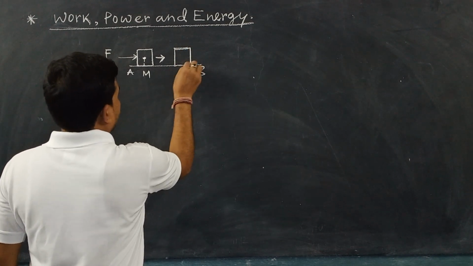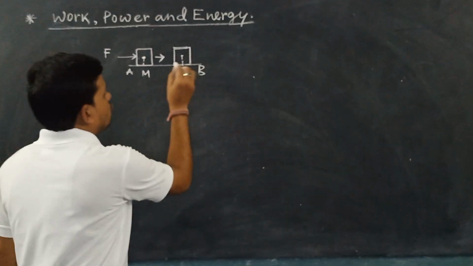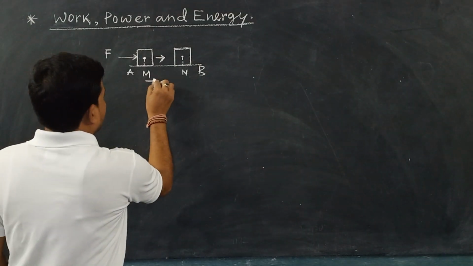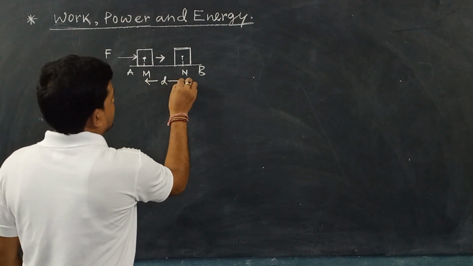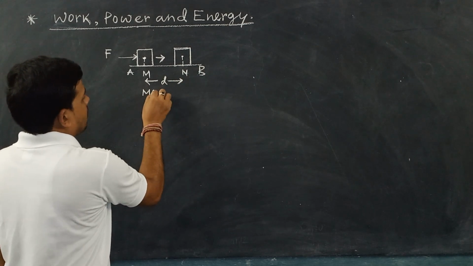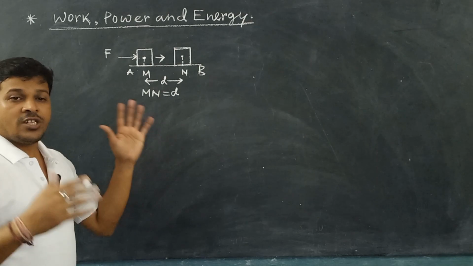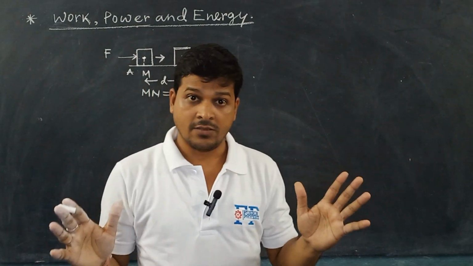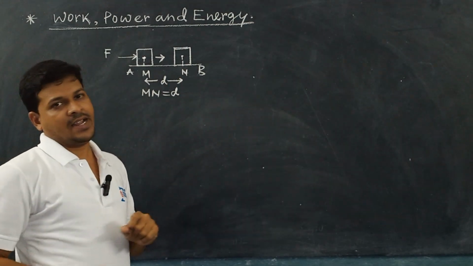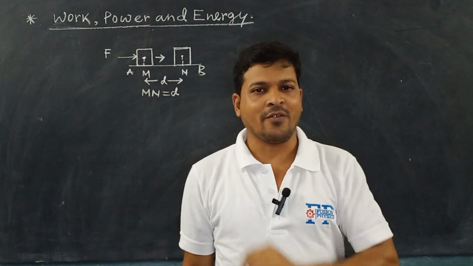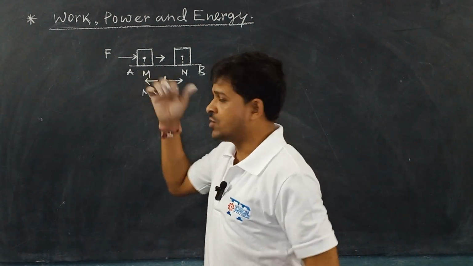If the block is displaced from the position M, now the block is here. Let the new position of the block be N, from M to N. So there will be a displacement. Let D be the displacement, MN equals D. The displacement is considered in a particular direction. Then we say that this force F does some work.